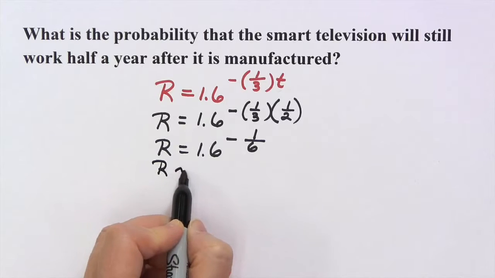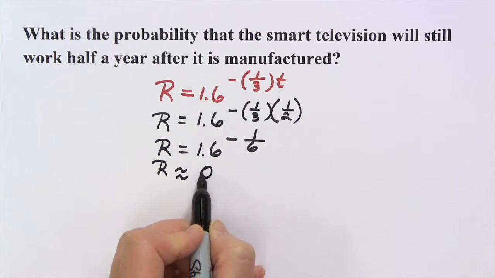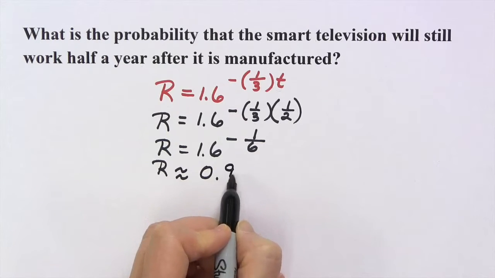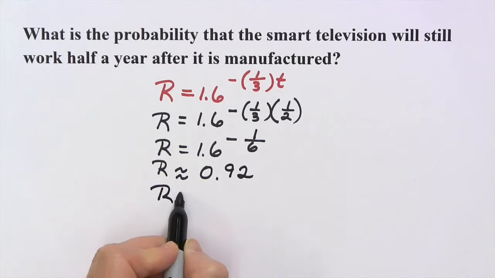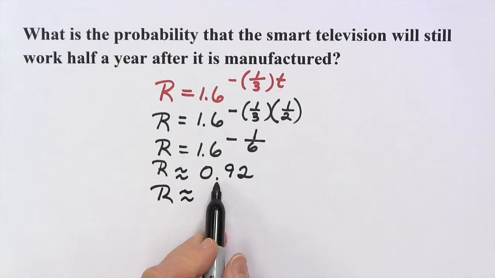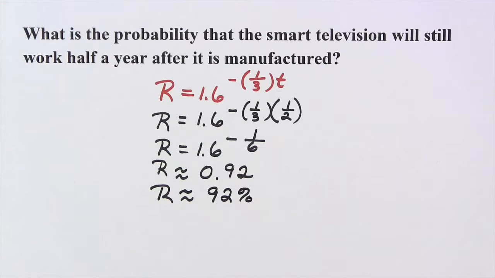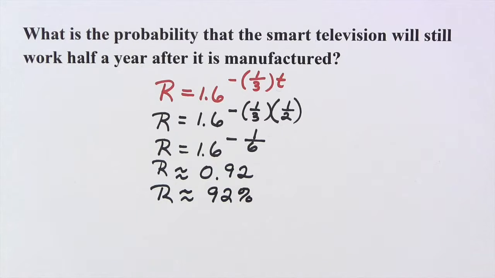So using your calculator and rounding to the nearest hundredth, you should have 0 decimal point, and then I've got 9246, so 0.92 to the nearest hundredth. Then writing this as a percent, move the decimal point 2 places to the right, and I have 92%. So what's our probability that it will work a half year after manufactured? The probability is 92%.